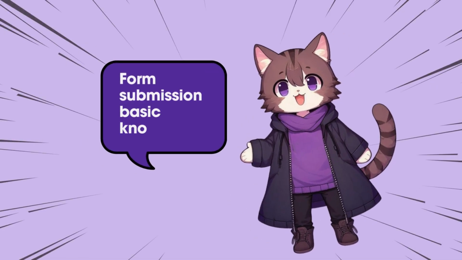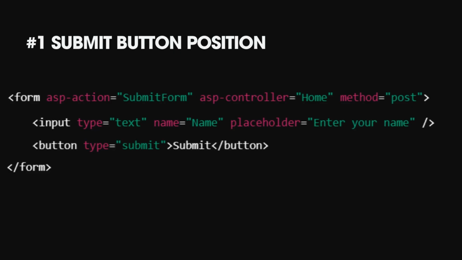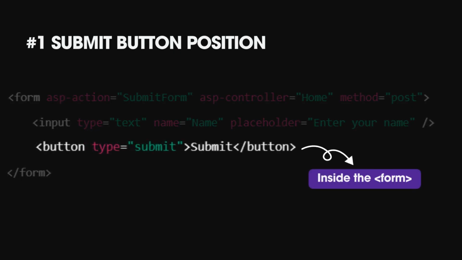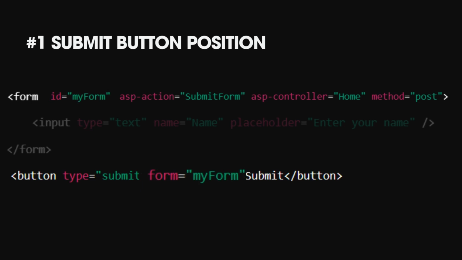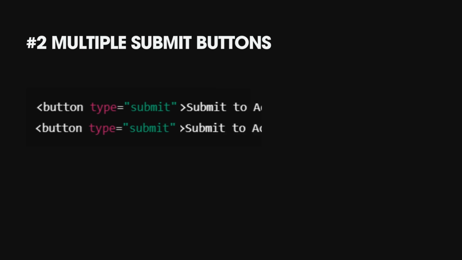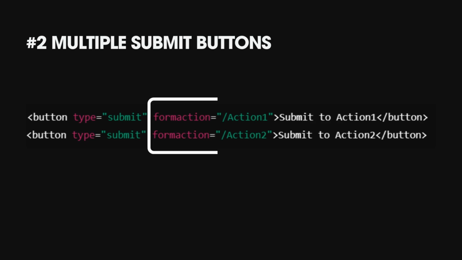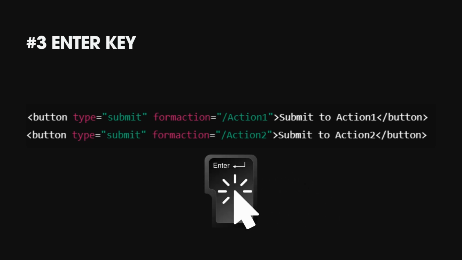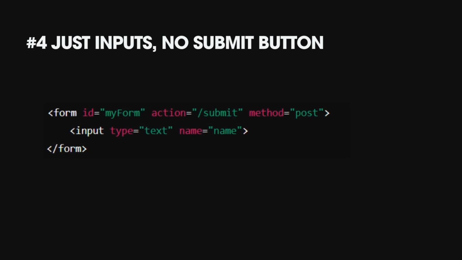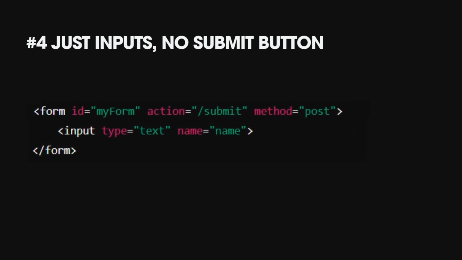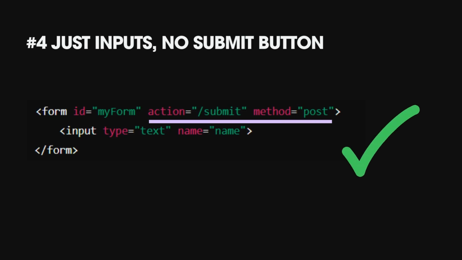Talking about form submission, here's some knowledge about it. Firstly, the submit button must be placed inside the form. If the button is outside the form, it will not trigger the form submission unless you explicitly associate it with the form using the form attribute like this. If you have multiple submit buttons in a form and each button needs to trigger different action methods, you can specify the form action like this. Lastly, if a form has multiple submit buttons, pressing the Enter key will usually trigger the first submit button. If there are only some inputs and no submit button, pressing Enter will submit the form automatically as long as the form has a valid action and method.